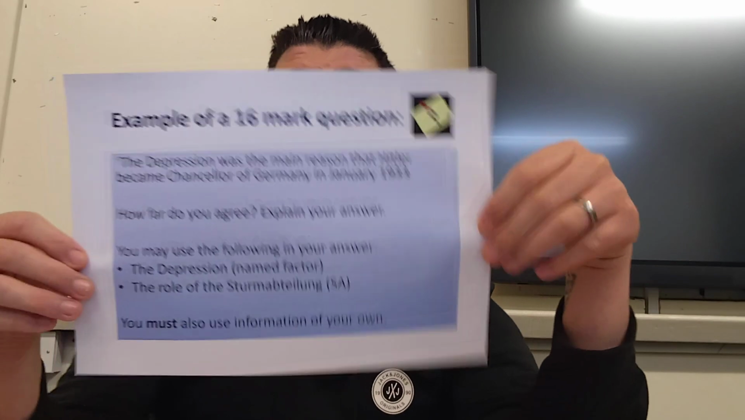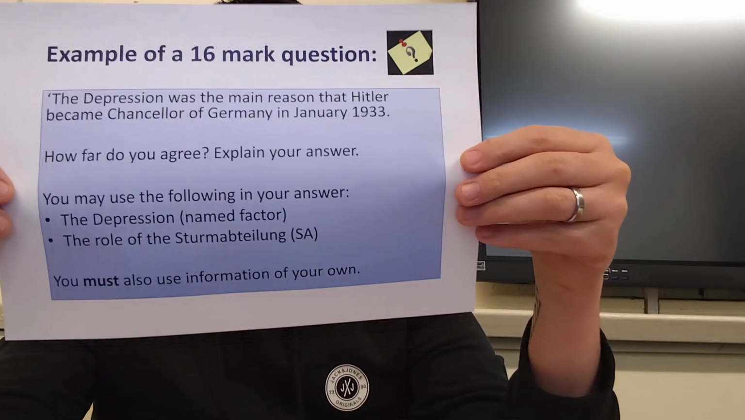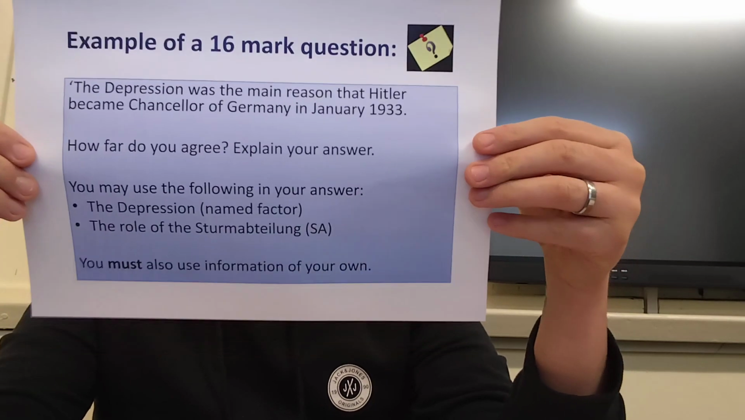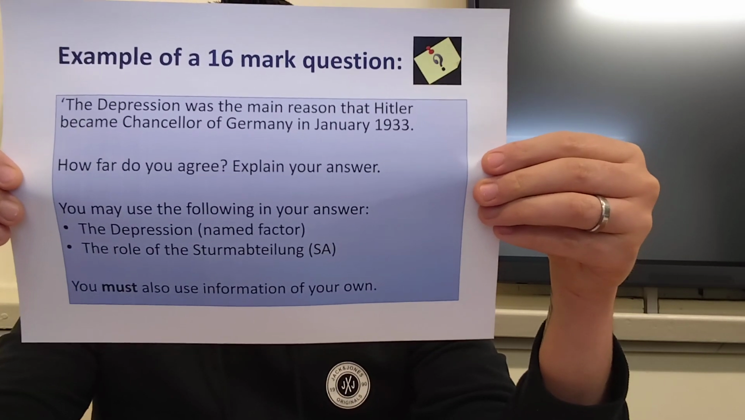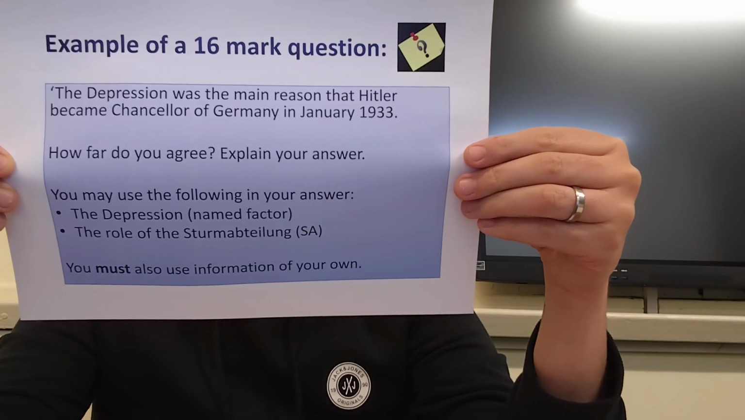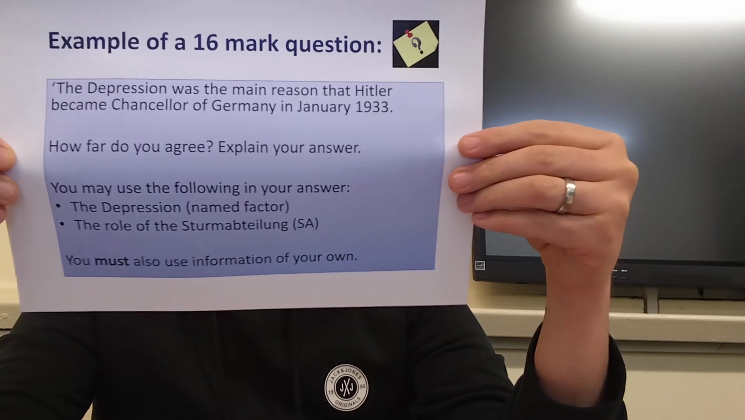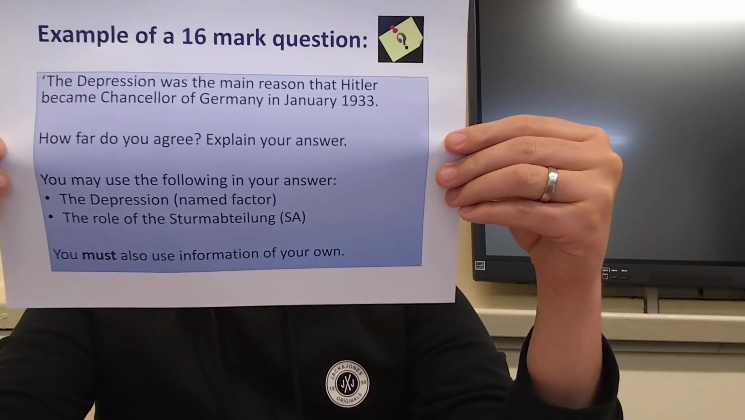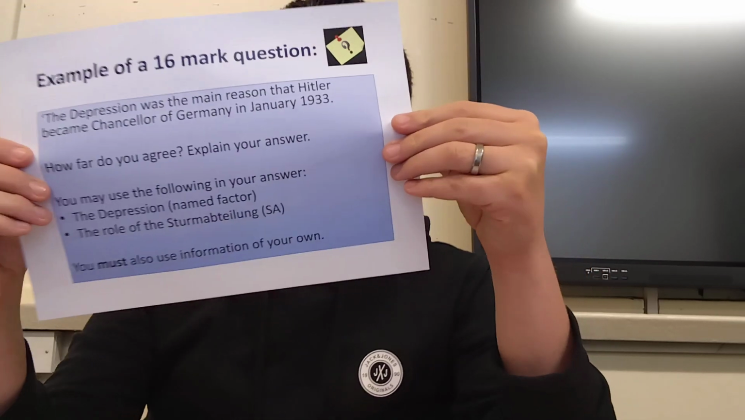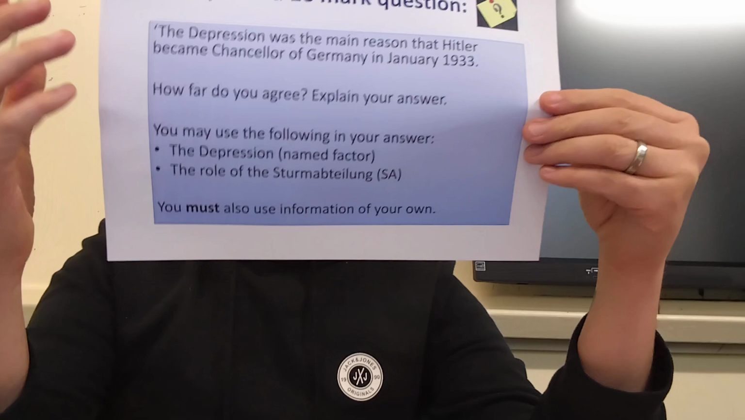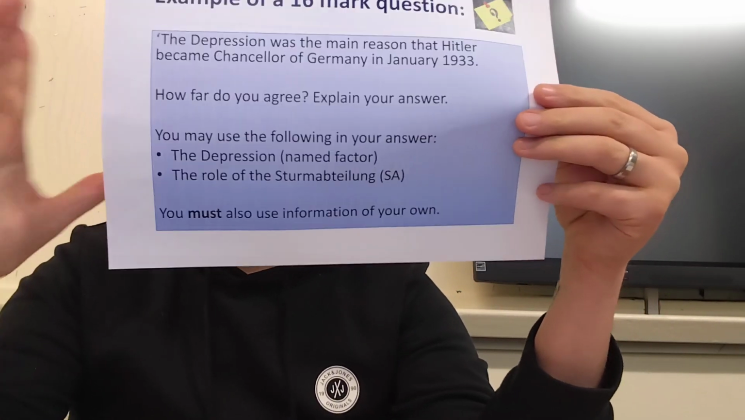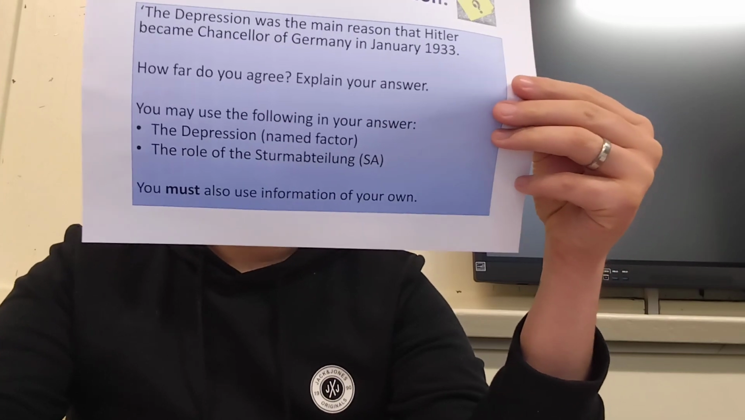What I've done here is I've got another example question, which I think you guys have done this, Year 11. Maybe not, but anyway, this is an old Germany 16 marker. So you can see here, it says the Depression was the main reason that Hitler became Chancellor of Germany in January 1933. How far do you agree? Explain your answer. And as I say, civil rights will be exactly the same. You'll get a statement. How far do you agree with this? Explain your answer.